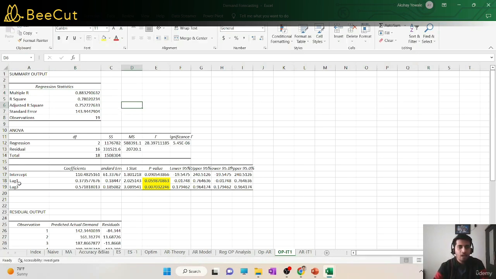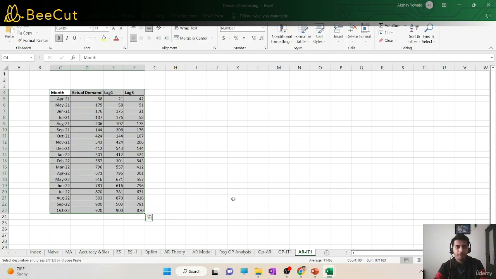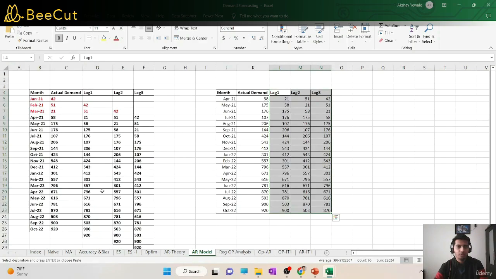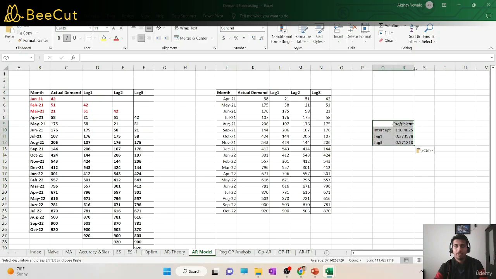Now how do you set the equation? The demand to be predicted would be equal to the coefficient plus lag 1 into this, lag 2 into this. So these are our most important values, so we'll just copy them, bring them here, or maybe here into our original model. I'll just paste it here. So these are the final values which we'll be using to predict.